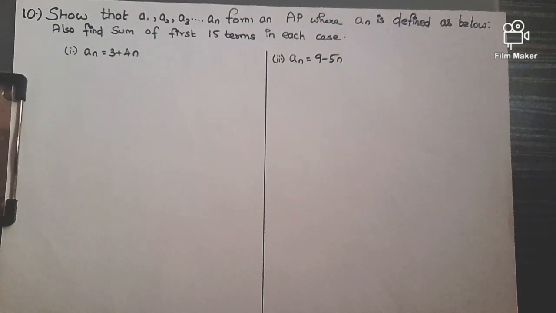Exercise 5.3, 10th question, arithmetic progression. Show that a1, a2, a3, up to an forms an AP where an is defined as below. Also find the sum of the first 15 terms in each case.